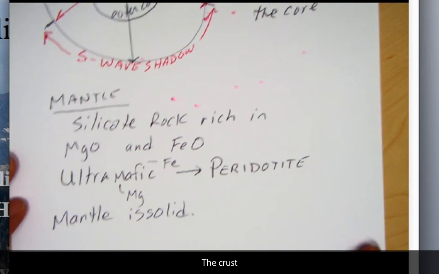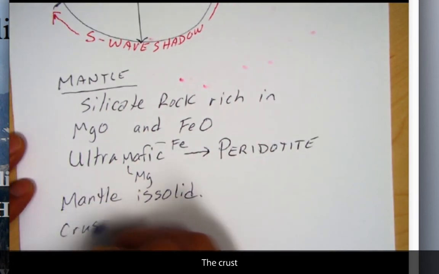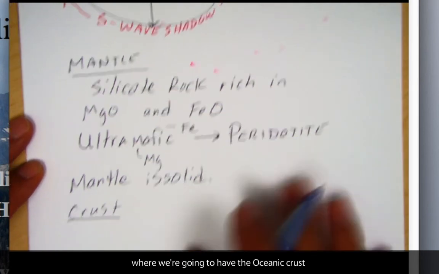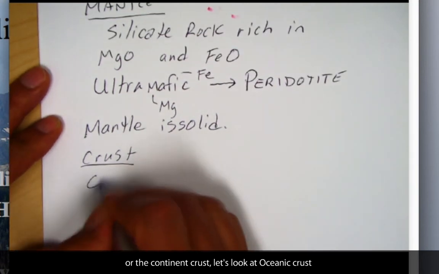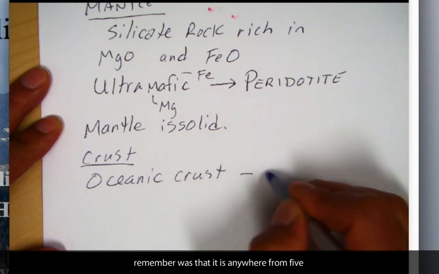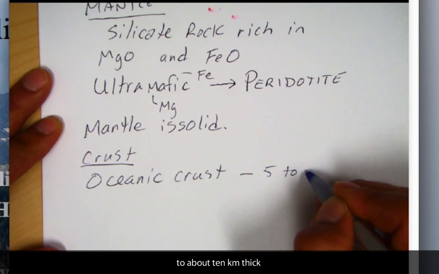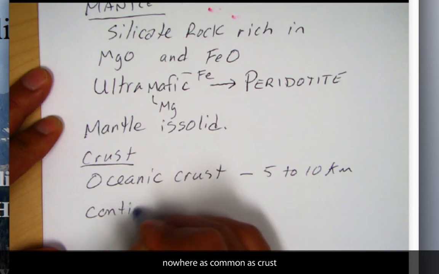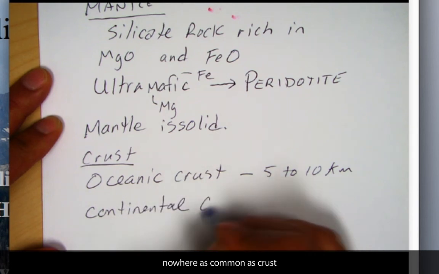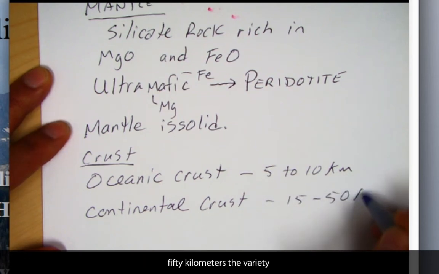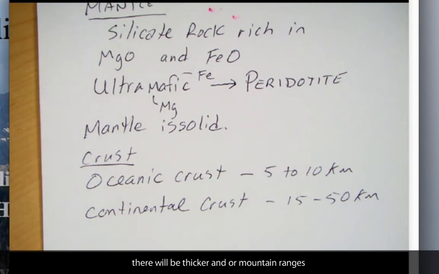Now, let's look at the crust. Remember, the crust is going to be the thinnest part of Earth, and that's the one where we're going to have either the oceanic crust or the continental crust. So let's look at oceanic crust. And remember, we said this is anywhere from 5 to about maybe 10 kilometers thick, whereas continental crust is anywhere from about 15 to about 50 kilometers thick. So there's a variety there. It'll be thicker under mountain ranges of continental crust.